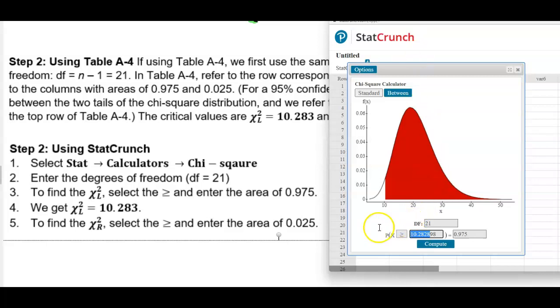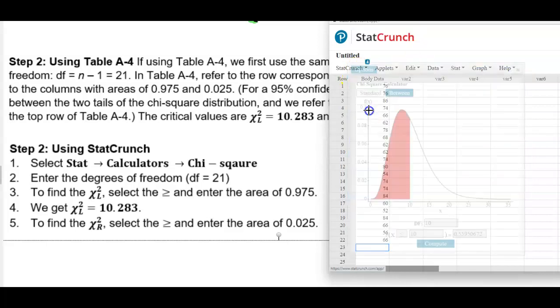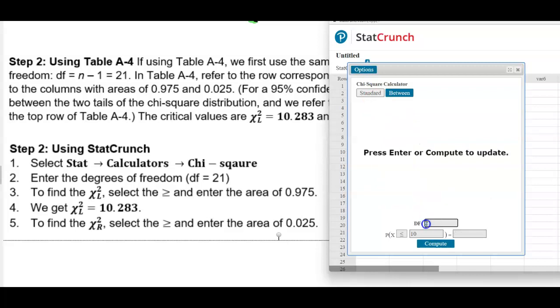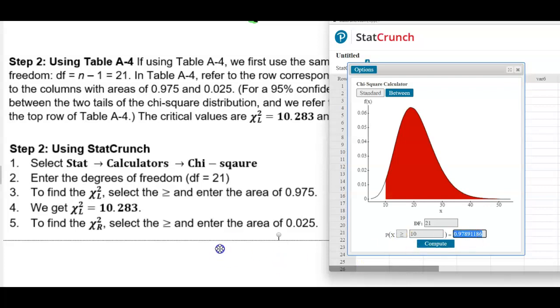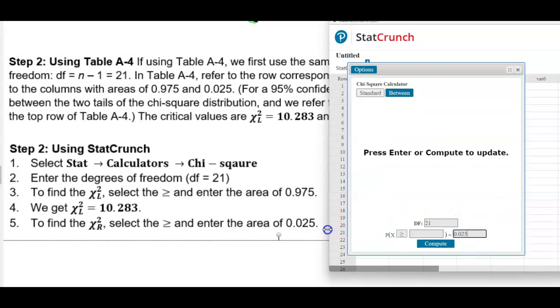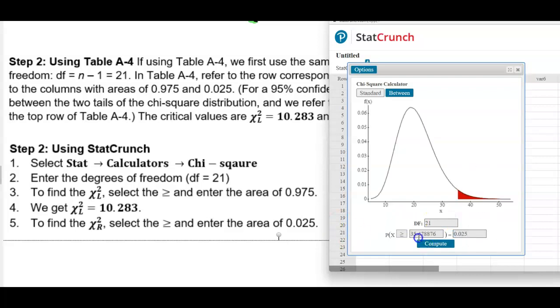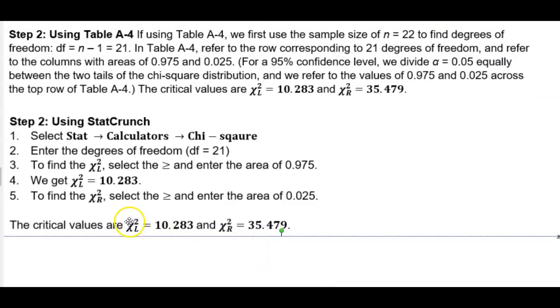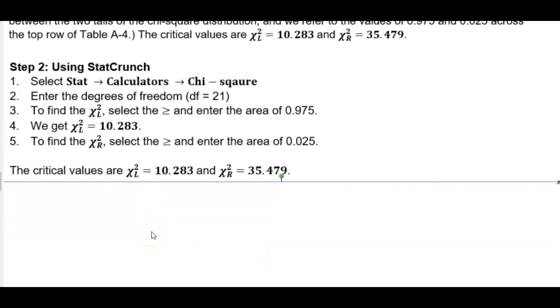Okay, now let's hit refresh. So go to options, refresh. Again, we're going to put in the degrees of freedom to be 21. Again, we want to make sure that we use greater than or equal to. But now we're saying we want the area on the right to be 0.025. And therefore that represents, rounded to 3 decimal places, 35.479. So therefore that's what we get for our critical values.